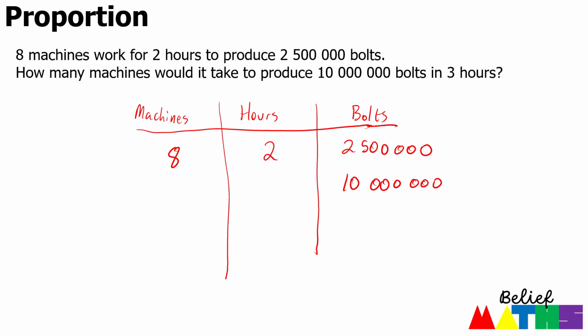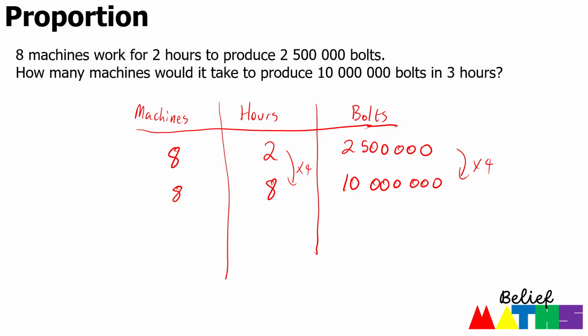And then thinking logically, I'm not changing the number of machines. So what must change is the hours. The machines stay the same, so now the hours. That's 4 times the amount, so it takes 4 times the amount of hours. So that means it takes 8 machines, 8 hours to make 1,000,000 bolts.